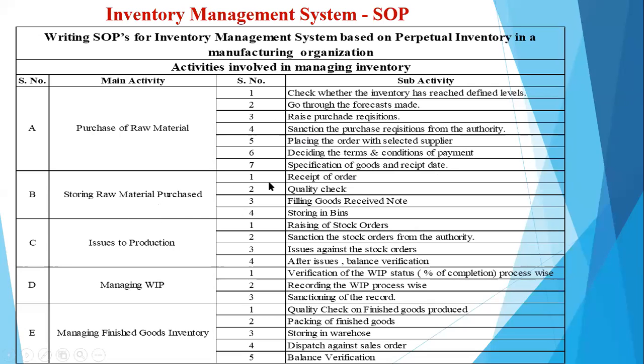Then the second step is storing of the raw material purchased. That's where we look into the standard operating procedure: the receipt of the order, and quality checking of the order to see whether it is as per the purchase order that was raised. Then filling the goods received note after the quality check is done. You have to store it in the respective bins, filling it in your computerized systems, entering the receipts for each bin where the item will be stored, the item being received with the purchases we have made, storing it in the bins, and then raising of the stock orders.